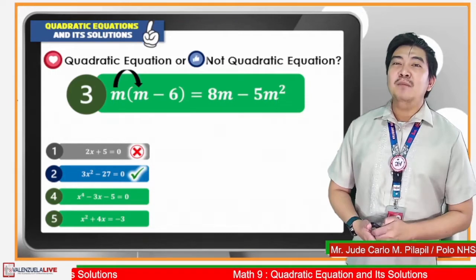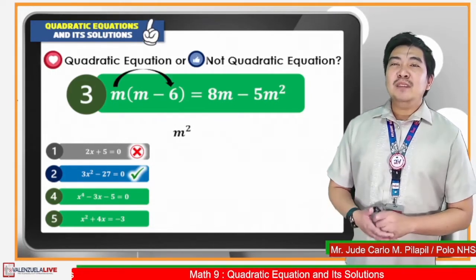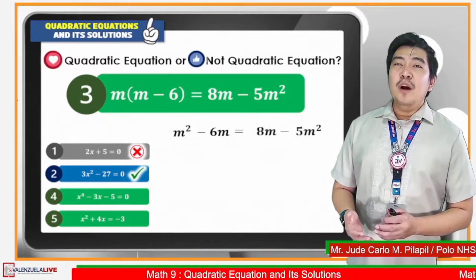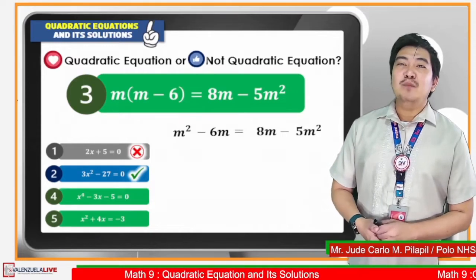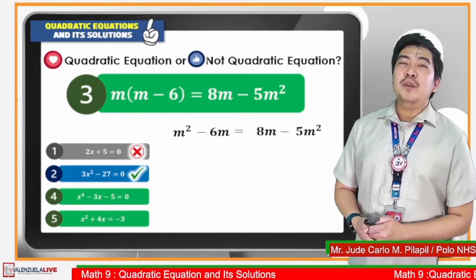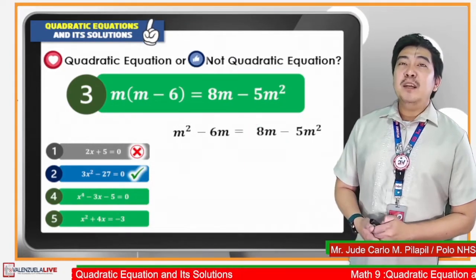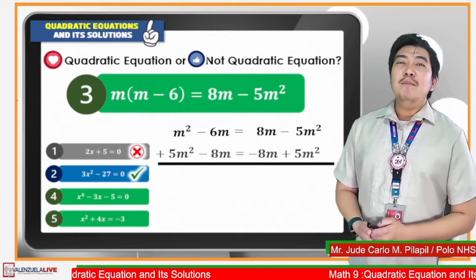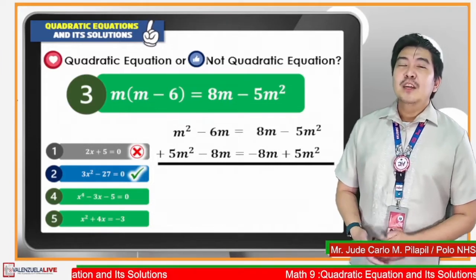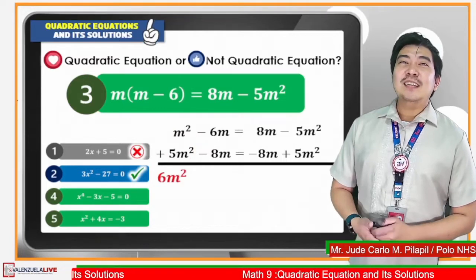So m times m will be m squared. Next, m times negative 6 is negative 6m, which is equal to 8m minus 5m squared. Let us simplify it further using addition property of equality. So let us add negative 8m plus 5m squared, or 5m squared minus 8m, to both sides of the equation. So m squared plus 5m squared, that will be 6m squared.